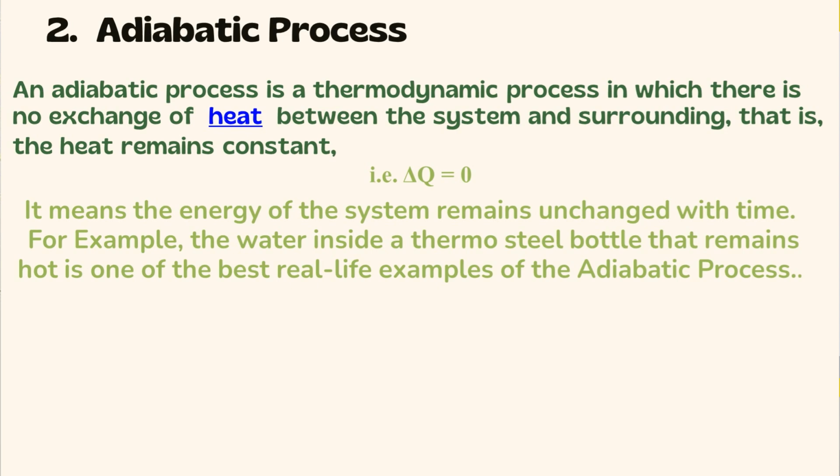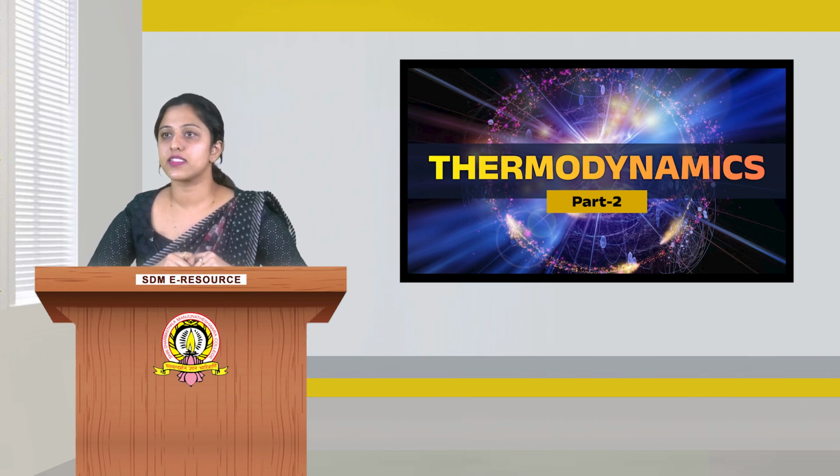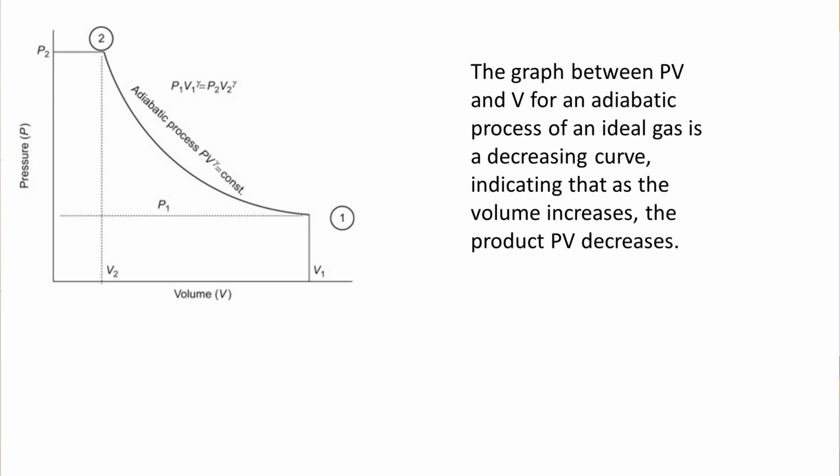For example, the water inside a thermosteel bottle remains hot, and this is one of the best real life examples of an adiabatic process. And the graph between PV and V for an adiabatic process of an ideal gas is a decreasing curve, indicating that as the volume increases, the product of PV decreases.